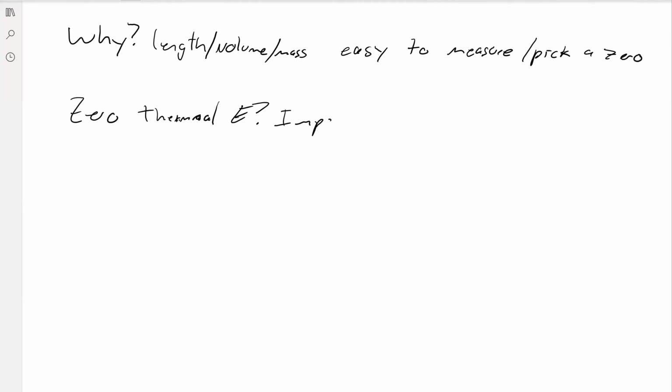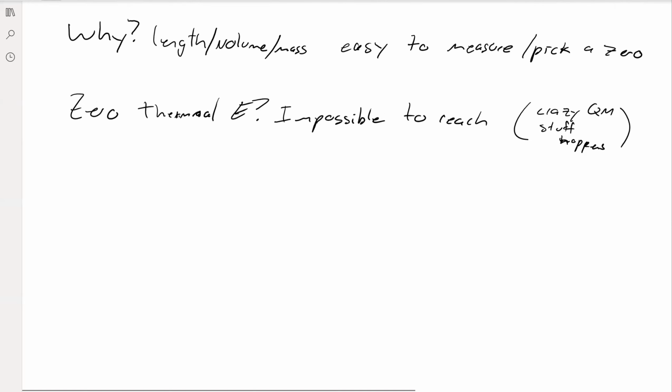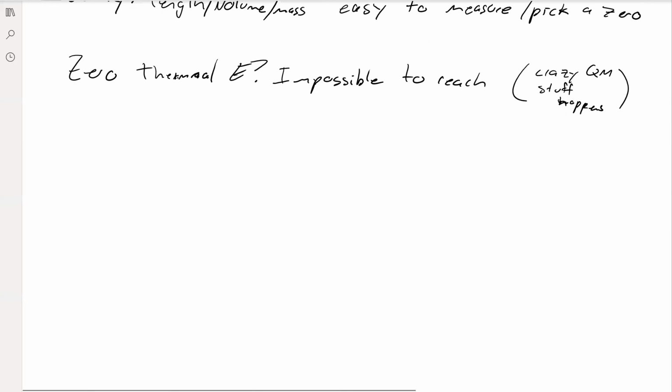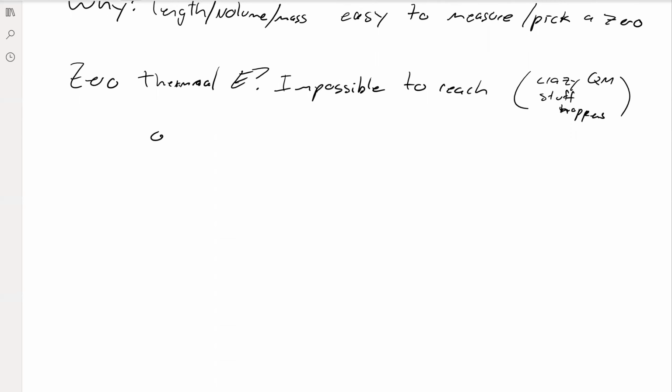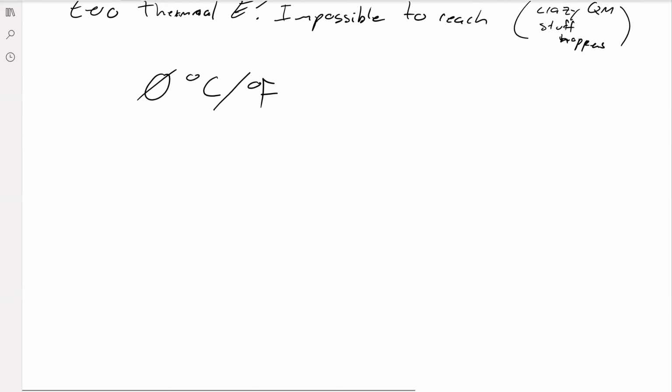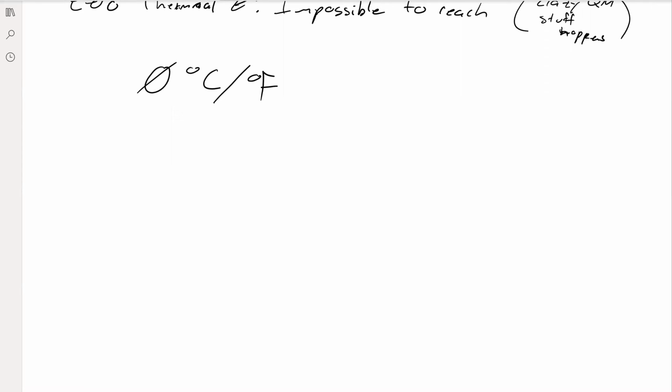And actually, it's impossible to reach this, as far as we know, because as you get lower and lower in temperature, we get some crazy quantum mechanics stuff going on. And so what do these zeros mean in terms of degrees Celsius and degrees Fahrenheit? Well, they were just arbitrarily chosen. Someone did something and said, hey, I'm going to make this 0. With volume and mass, it's really easy to pick a 0. It means nothing. But with degrees Celsius and degrees Fahrenheit, it was just arbitrarily chosen.